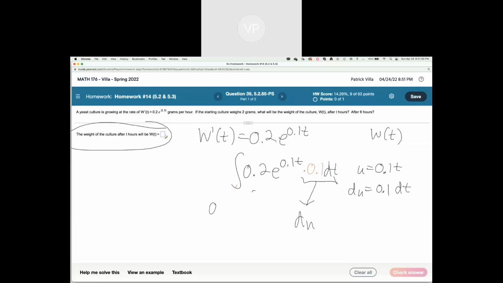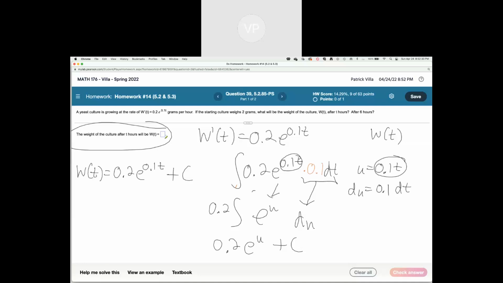And then the 0.2 I can put in front or I can leave it there, it doesn't matter, but this all becomes e to the u, because remember this is what I let the u be equal to. So now my answer is simply 0.2 e to the u plus c. Not done yet. And then we have to substitute, which says the thing we're finding is W of t. All right, so that's what we just did because we did the integral. It's 0.2 e to the 0.1 t plus c. All I did right there was I substituted back the u. Okay, now we have our answer in terms of t.